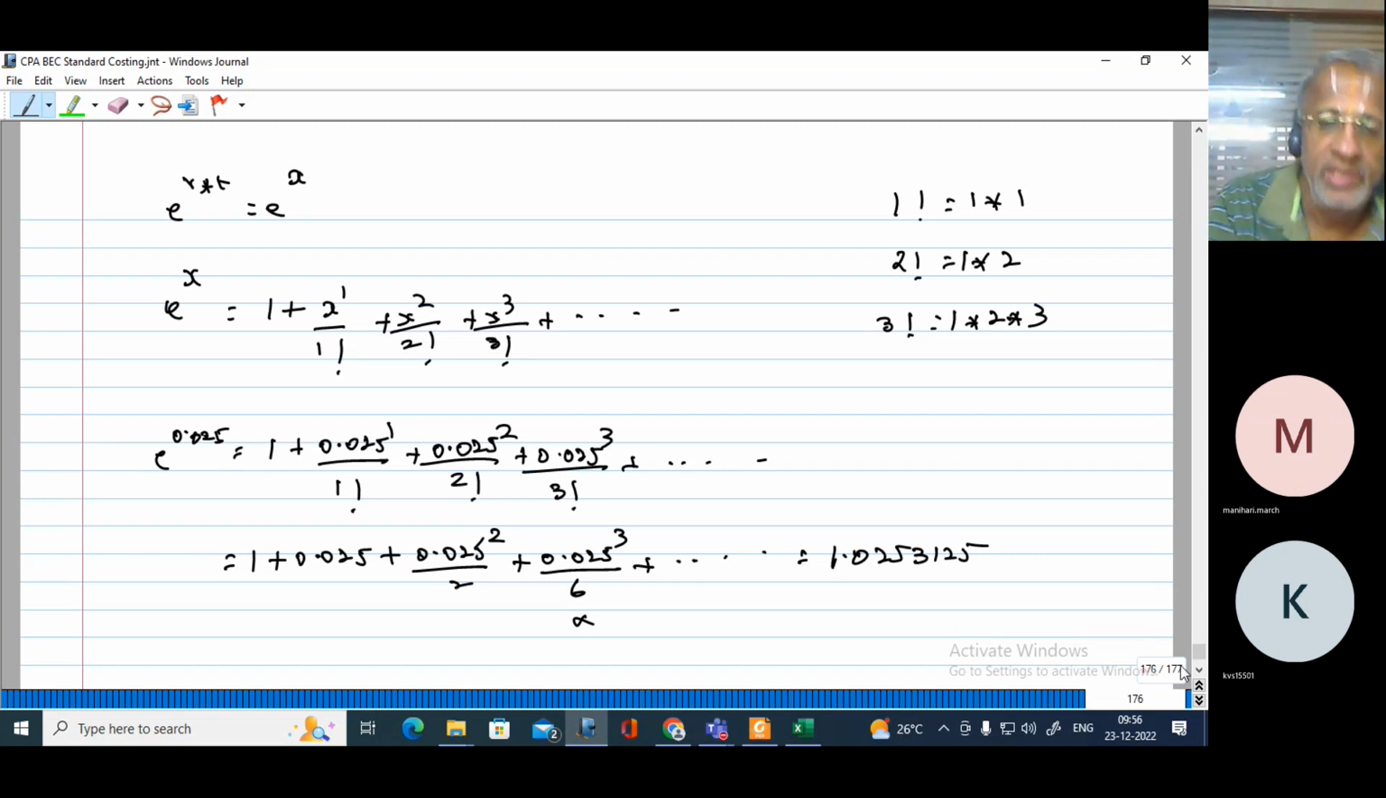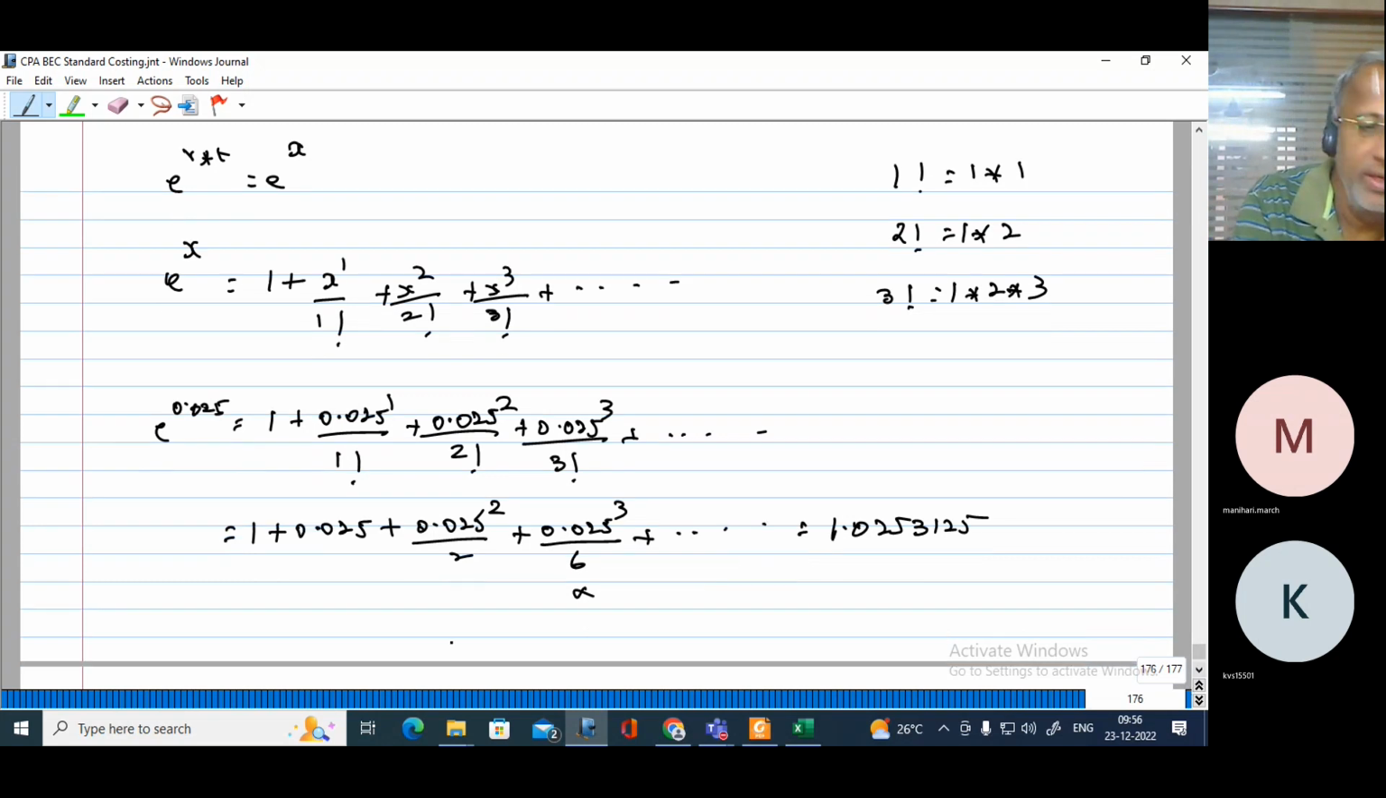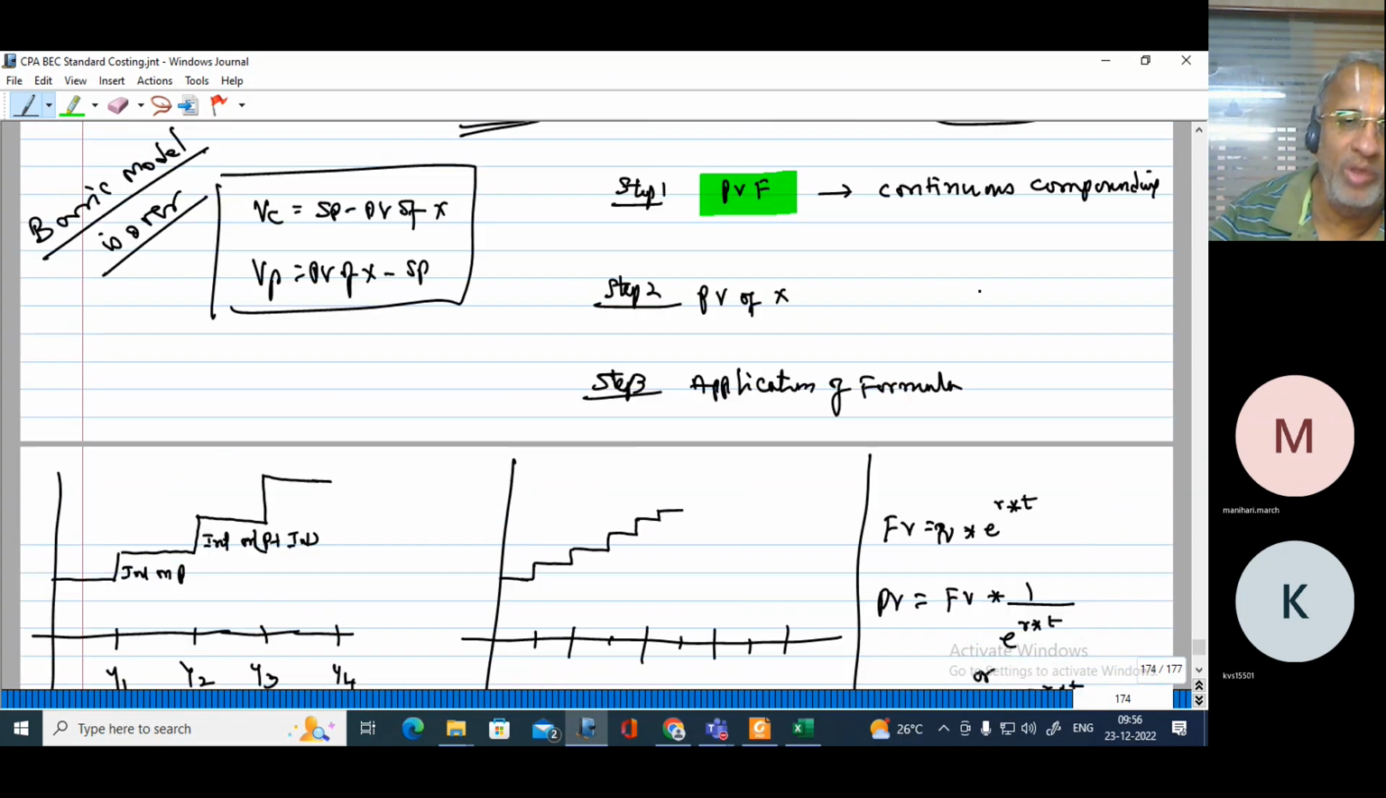Now, if the same were e raised to minus 0.025, this is the compounding factor, and this is the PV factor. This is going to be 1 divided by 1.0253125. Whatever you have kept in the calculator, 1 divided by memory recall should give you 0.9753. For step number 1, we are going to do that. Correct?